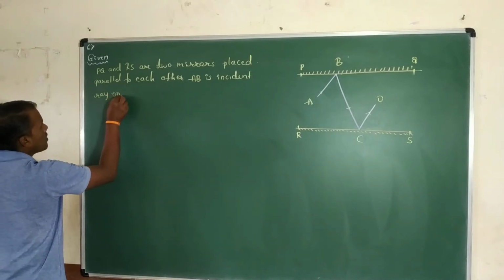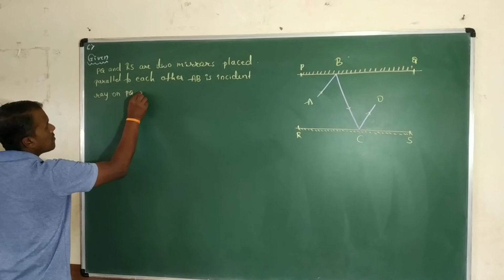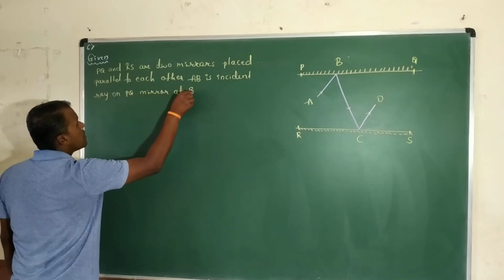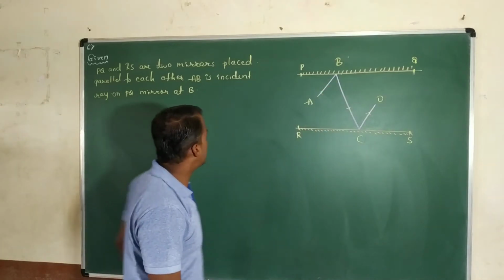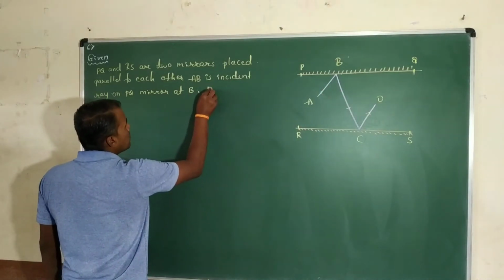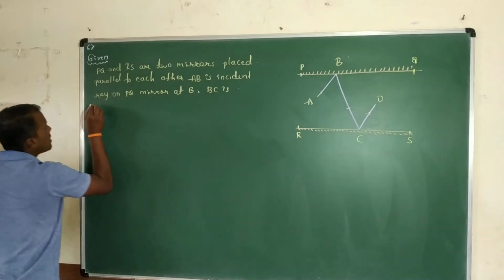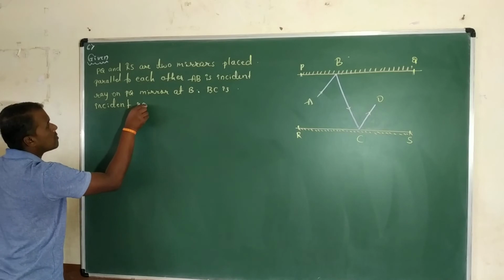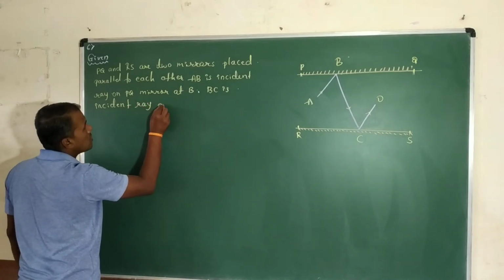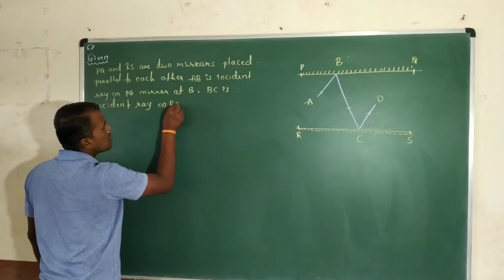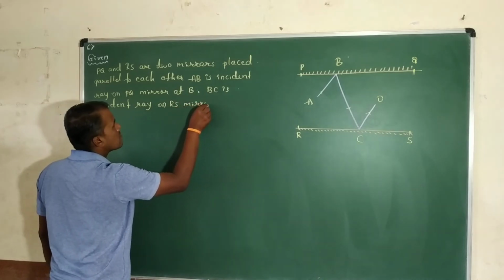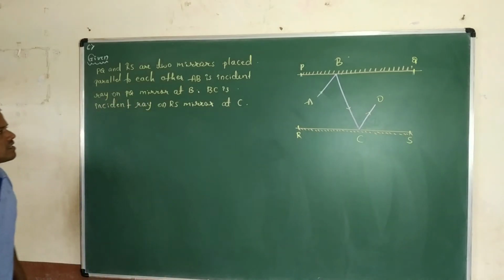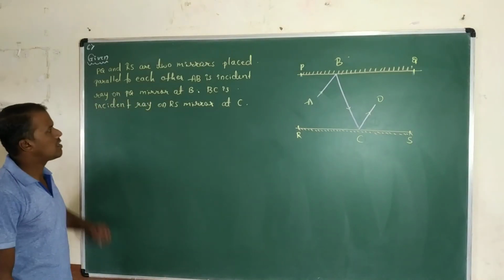On PQ mirror at B, BC is the incident ray on RS mirror at C. Okay, this much is the given condition.